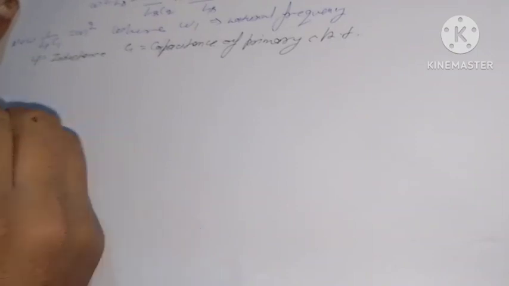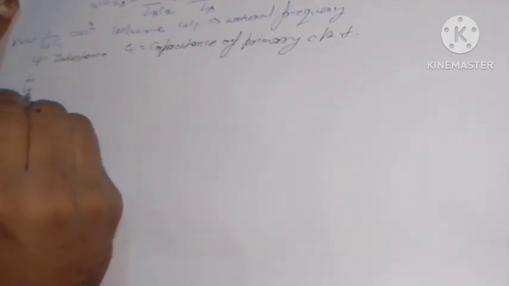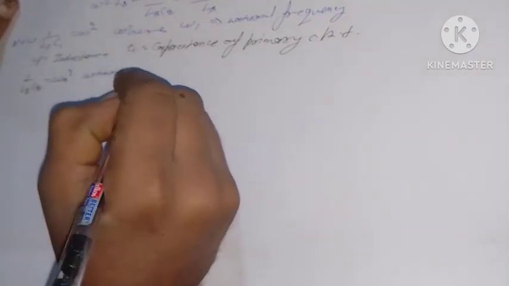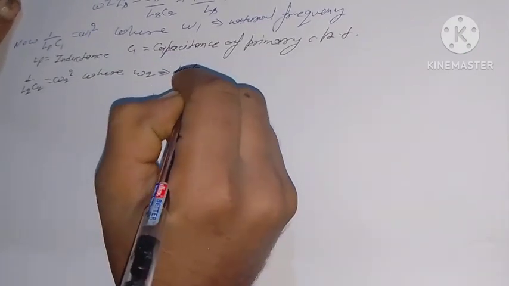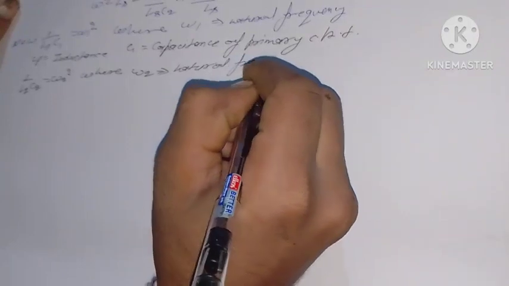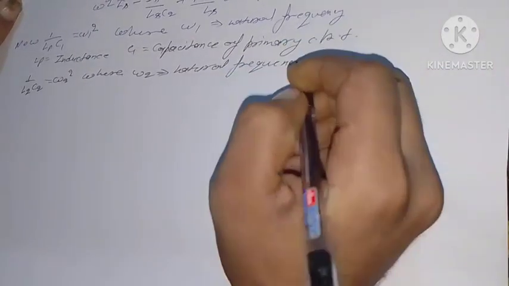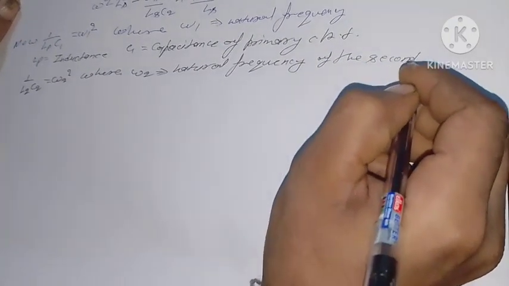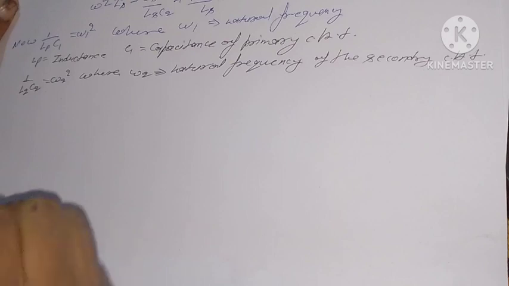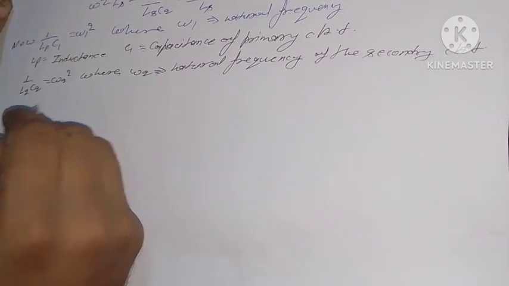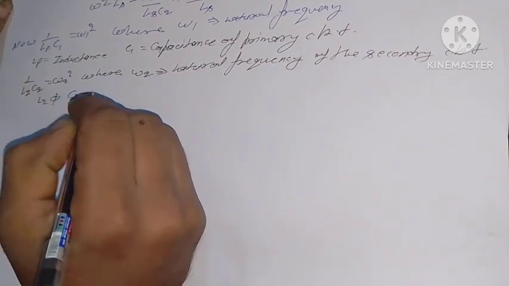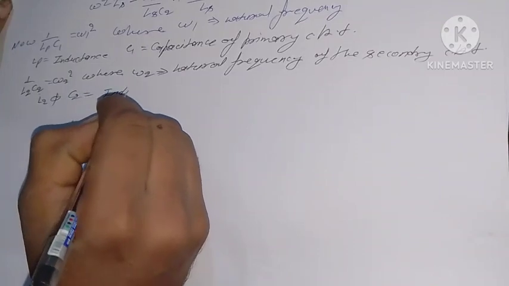And 1 by LS C2 equal to omega2 square, where omega2 is the natural frequency of the secondary circuit containing LS and C2, the respective inductance and capacitance.